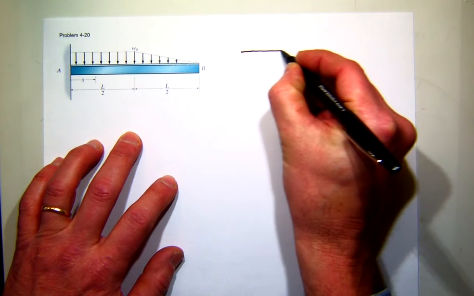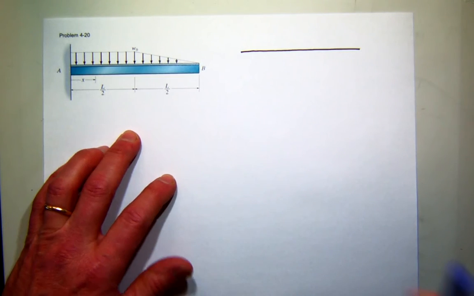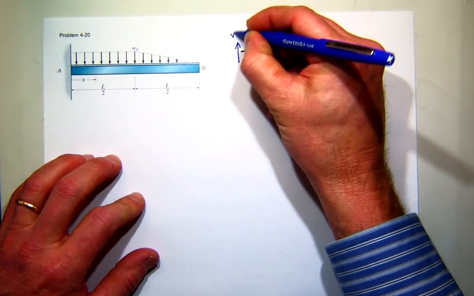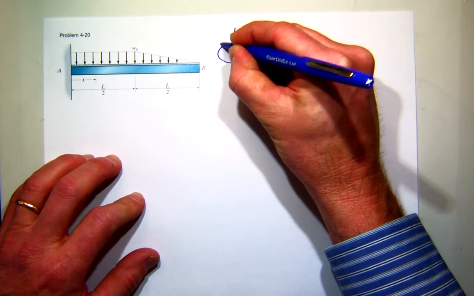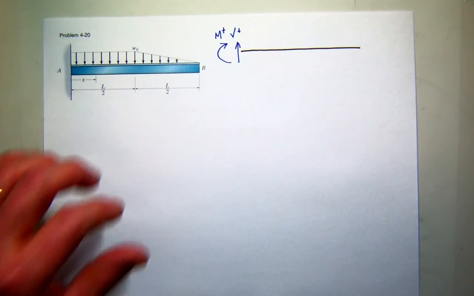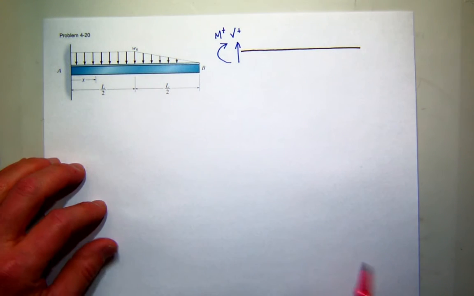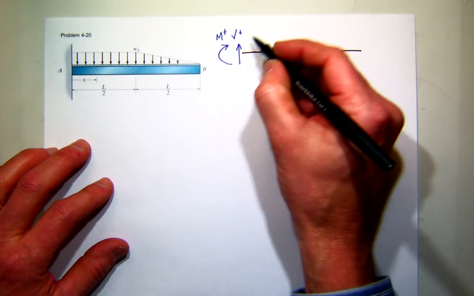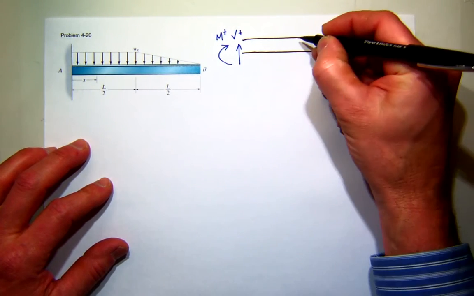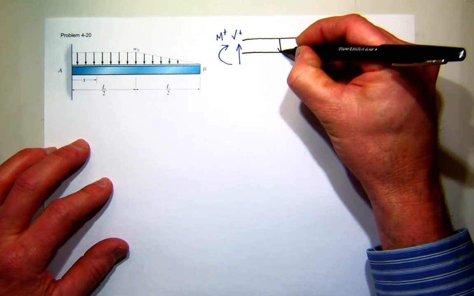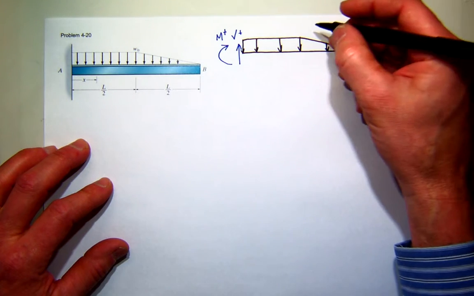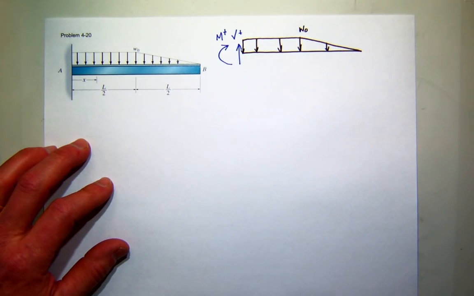So if that is our strategy, let's go ahead and start. I'll draw a free body diagram of the structure and assume on the left side that I have a positive shear force and a positive bending moment. And I'm going to replace the distributed load, which is constant over the first half and then triangular over the second half. And what is that value? It's W naught.